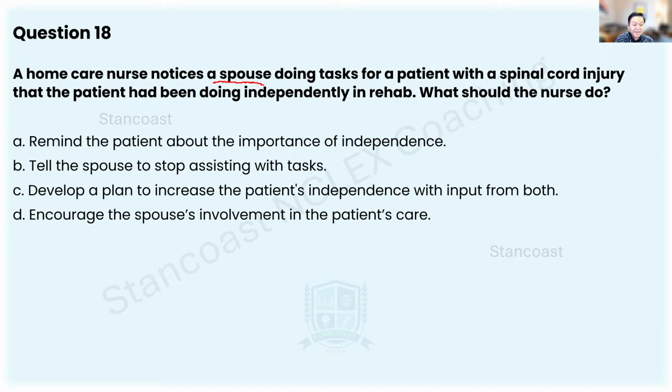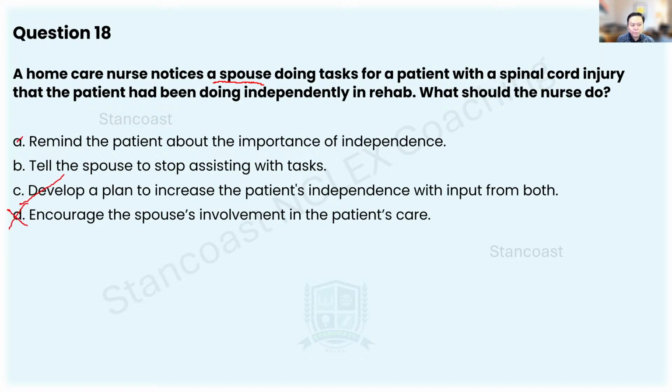So what is it? Your best answer here, guys, would be letter C. You're going to have to develop a care plan to increase the patient's independence. Of course, you're going to involve the wife. They're going to be the main person for the support. So exactly do letter C. If you select letter D, encouraging the spouse's involvement in the patient's care, then it's not really pointing out to her that the husband is not doing a lot more to encourage their independence. So basically, you're only encouraging the spouse to be much more involved. That's why we are not selecting letter D.